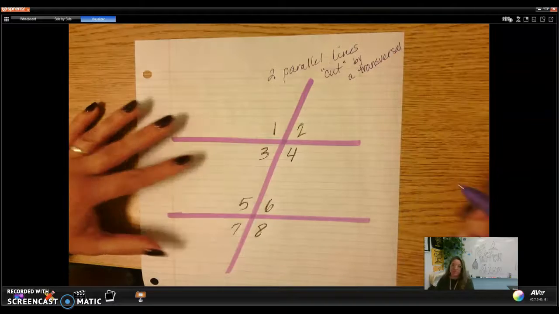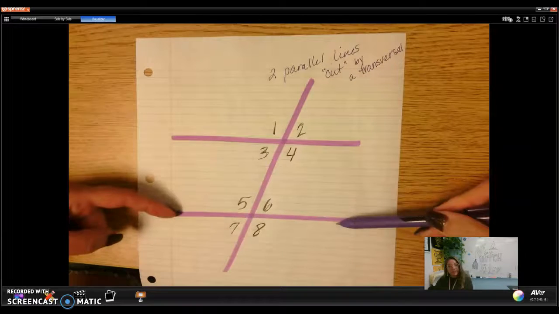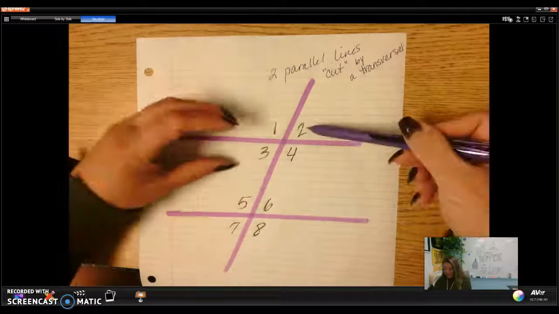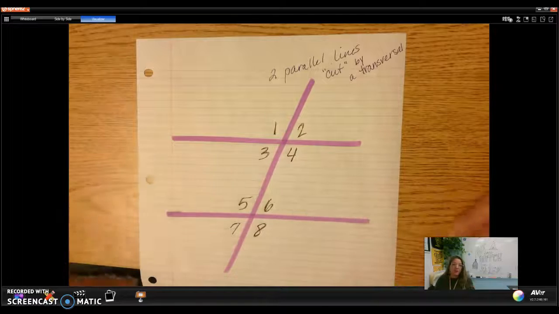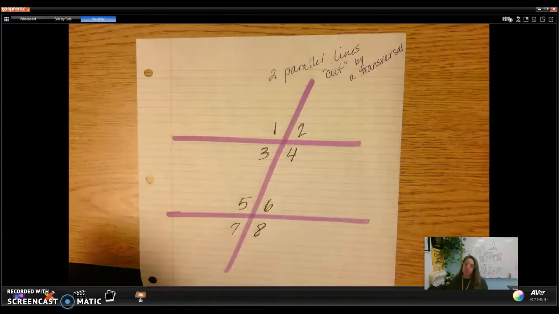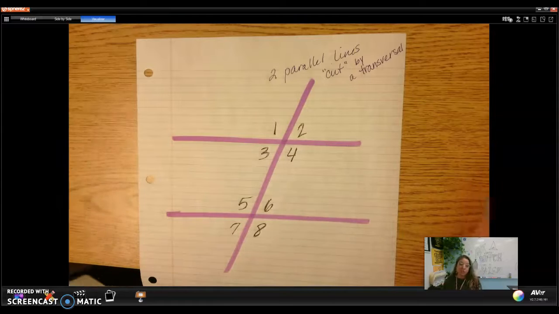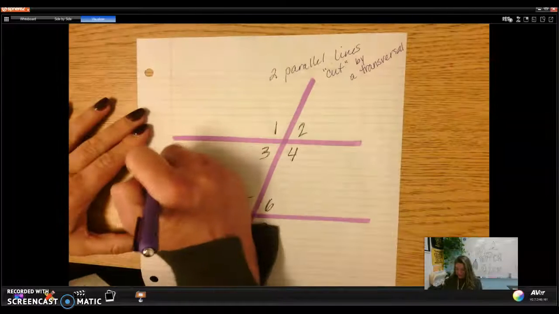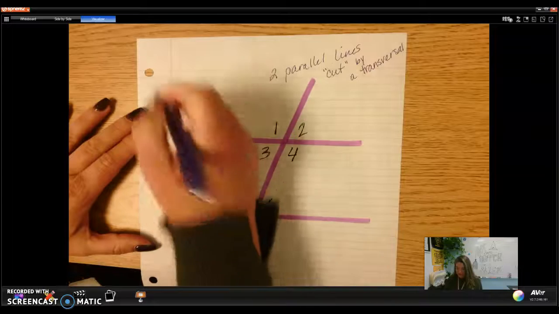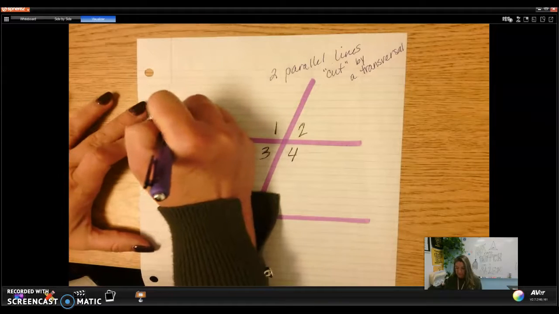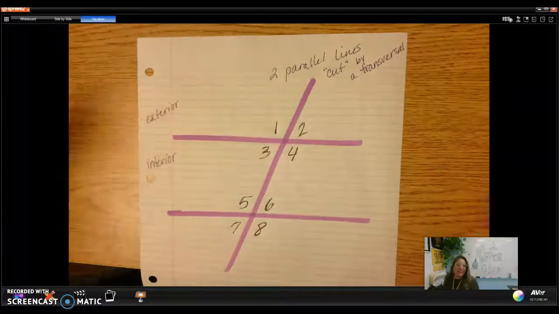And what happens is when the lines are parallel, then some of these angles that they form share a specific relationship to one another, okay? So the first thing that I want to talk to you about is the difference between interior and exterior angles. Okay, so interior and exterior.